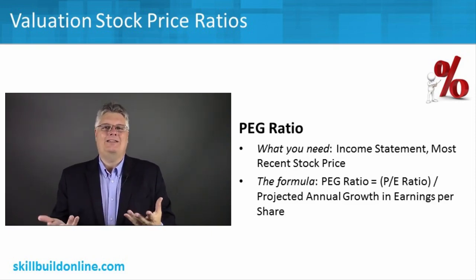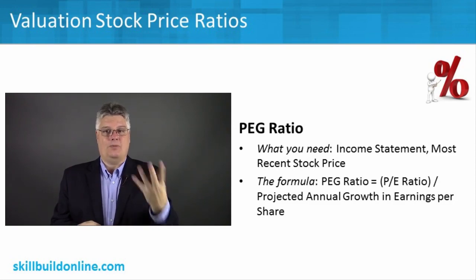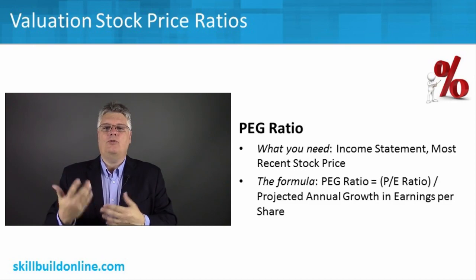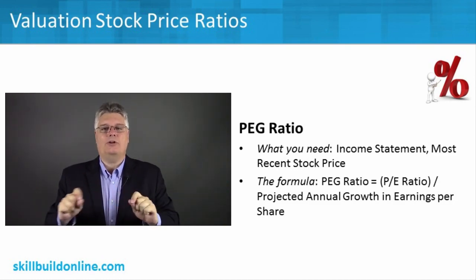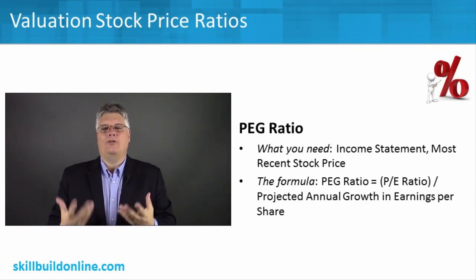And the formula behind it, which again, don't ever do these formulas, but if you're interested, the PEG ratio is basically taking your PE ratio, your price divided by its earnings, and then dividing that number by the projected annual growth in earnings per share. So you're looking at what our earnings per share is, and calculating earnings per share and your projected annual growth in that earnings per share.